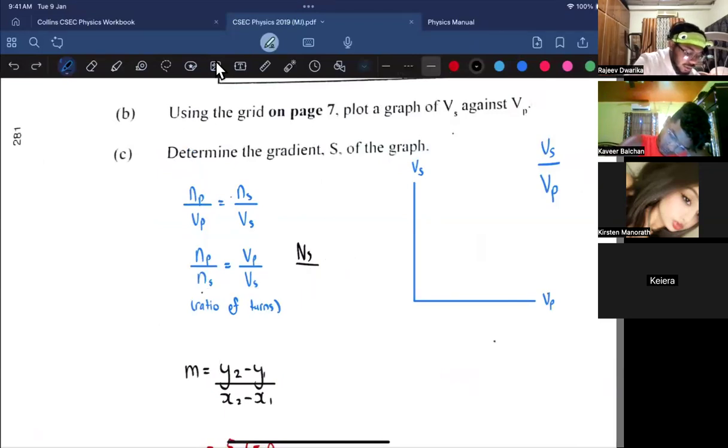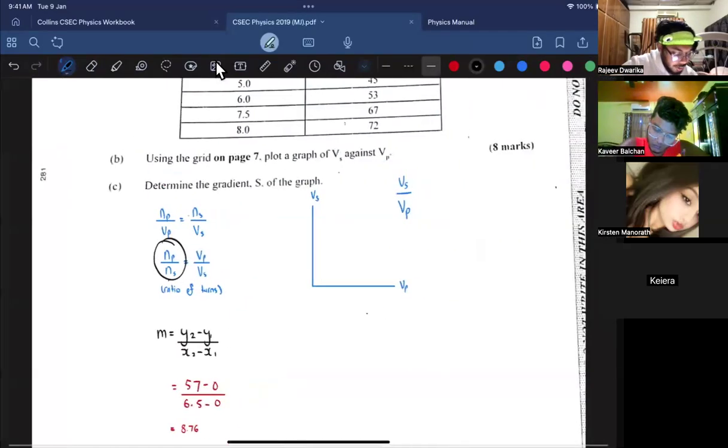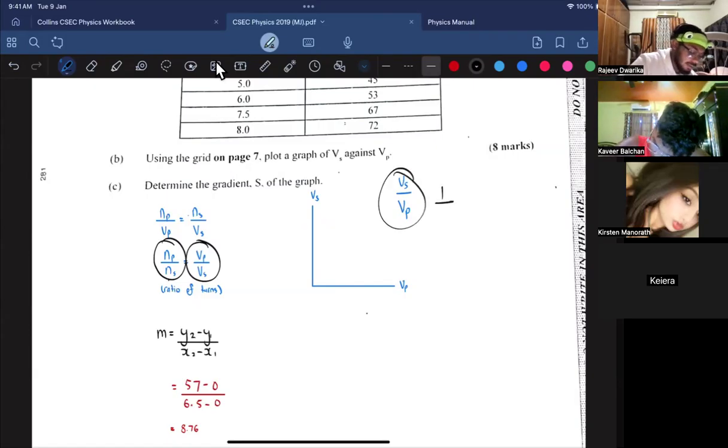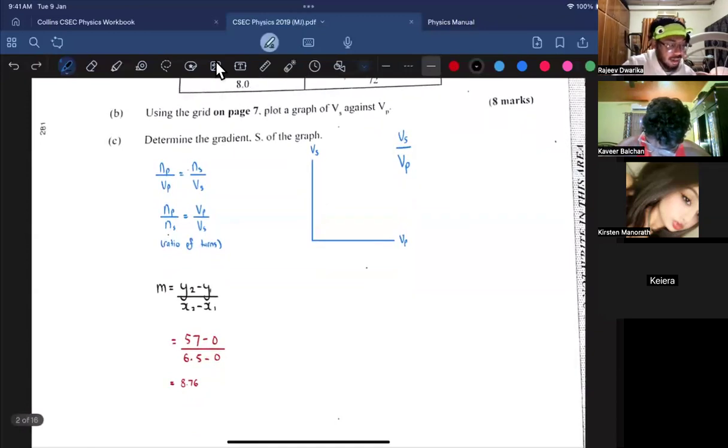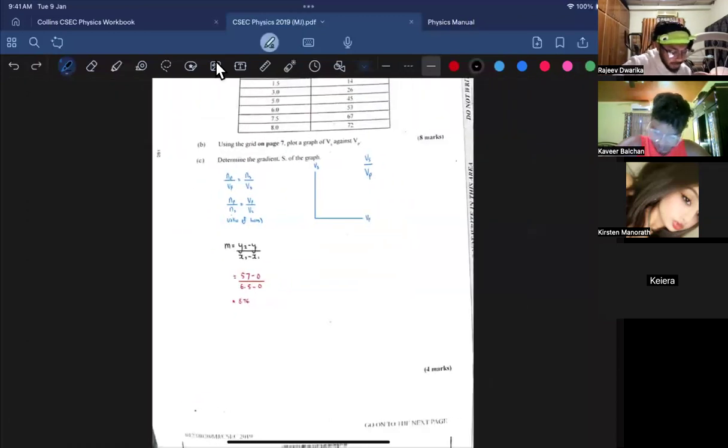In this situation, you have NP over NS, and the gradient represents VS over VP. So you have NP over NS and you have VP over VS. So you can either invert both sides, or whatever gradient you get, you can put a 1 over it, to get the VP over the VS, because if I flip VS over VP, I'll get VP over VS. But there's no need to go through all that trouble. You could just look at it the intuitive way, and you'll get the answer.